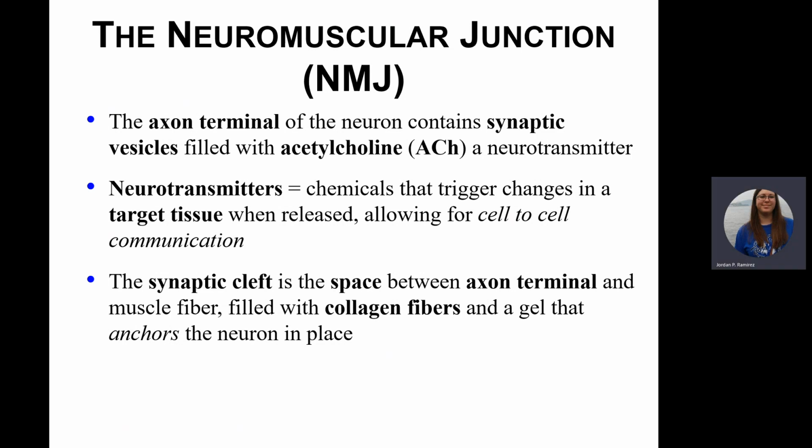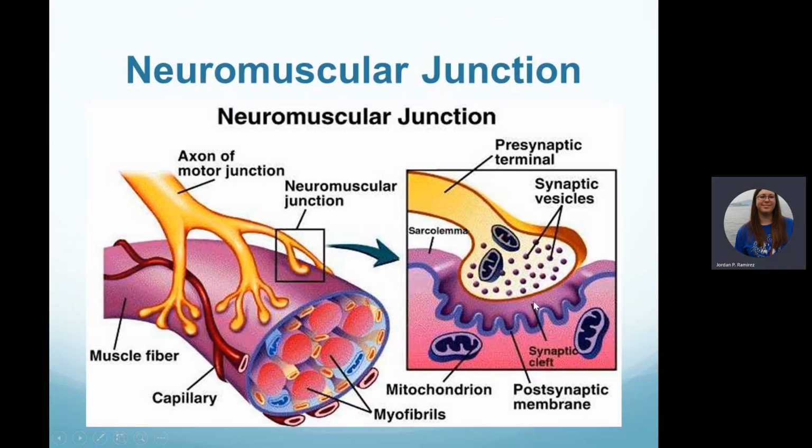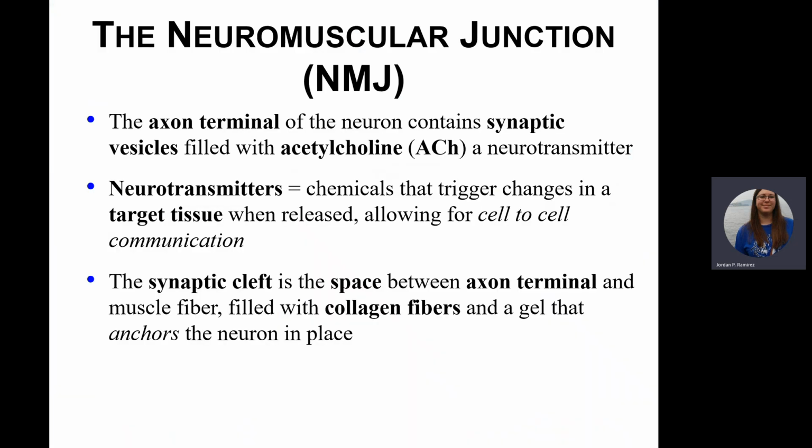So really, our purpose here is to communicate between the nervous system and our muscles, depending on however many there are. But how do we do that? We do that with chemicals, specific chemicals called acetylcholine. That's a neurotransmitter, and we're going to talk about how that happens in just a second. I'm getting a little ahead of myself. Neurotransmitters, again, are chemicals that trigger changes in the target tissue when released. This allows for one of our core principles of A&P, cell-to-cell communication.